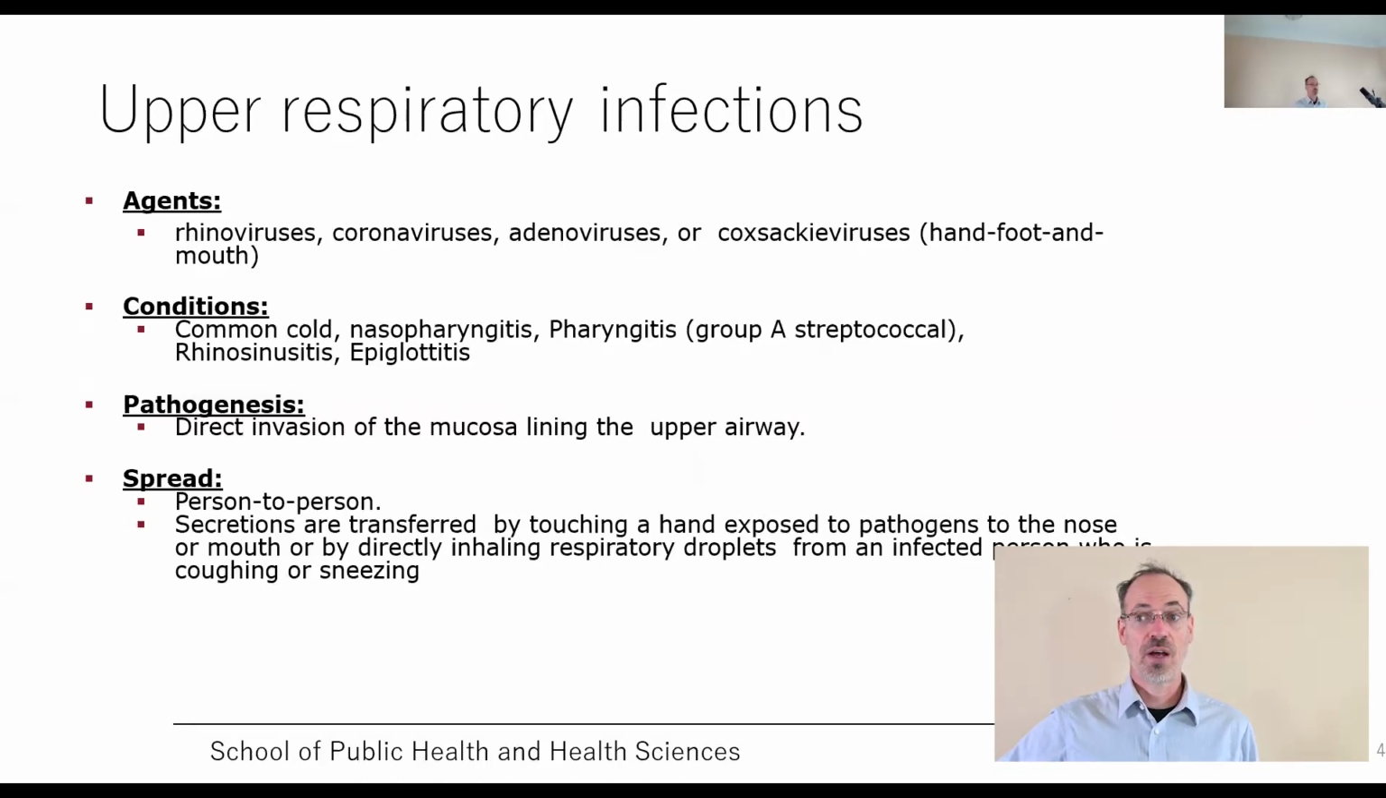Pathogenesis includes direct invasion of the mucosal lining in the upper airway, so pathogens come in and they colonize the tissues right in front of them because that's where they're caught and stuck mostly. Spread is often person to person through secretions that are transferred by touching hands or doorknobs or that kind of thing. So a person sneezes in their hand, shakes your hand, and passes the infection on to you when you touch your mouth as well.